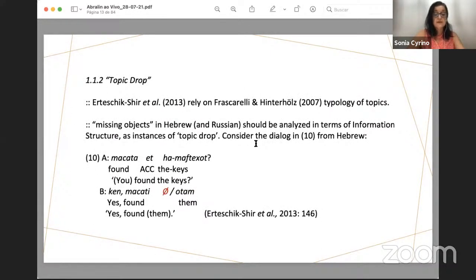Also, there have been studies about this phenomenon, topic drop, especially this paper by Esther Shlonsky et al. They rely on Frascarelli and Hinterhölzl's typology of topics, and they propose that missing objects in Hebrew and also in Russian should be analyzed in terms of information structure. It would be an instance of topic drop. So the example is from Hebrew. You found the keys? Yes, found. So here we could have either found them or just found.